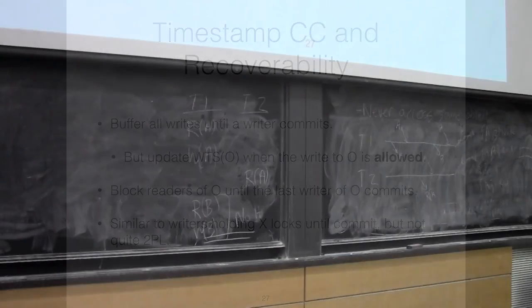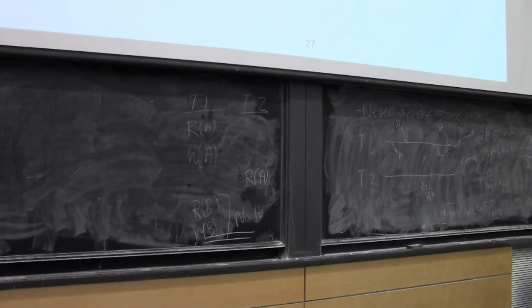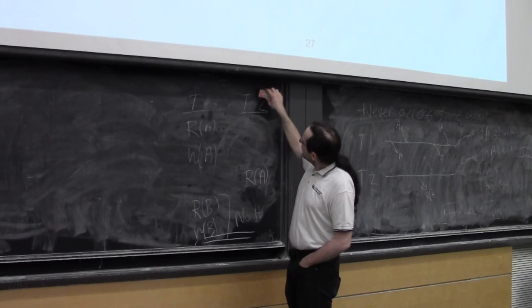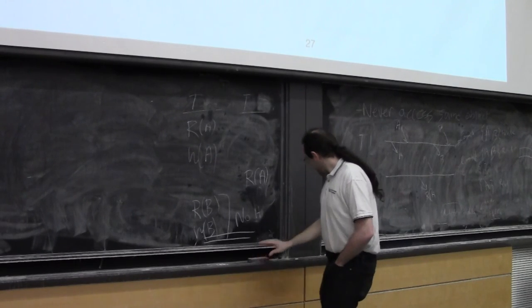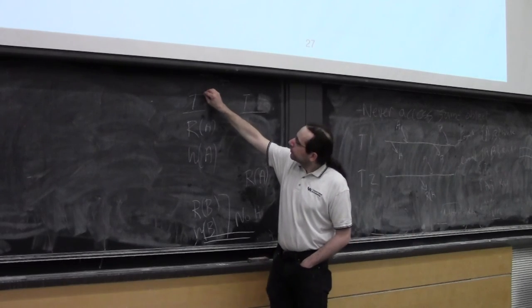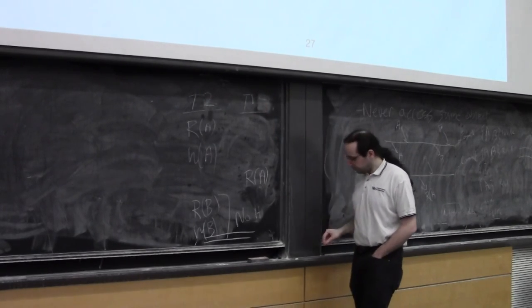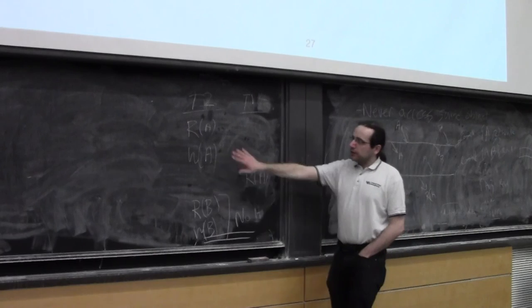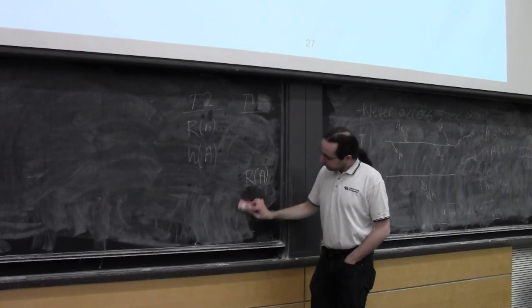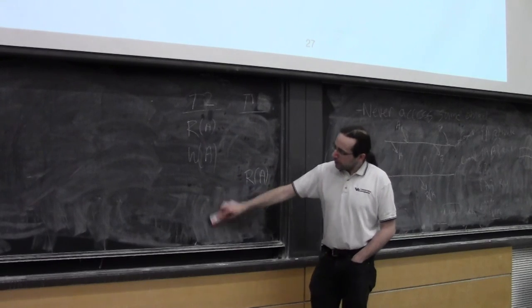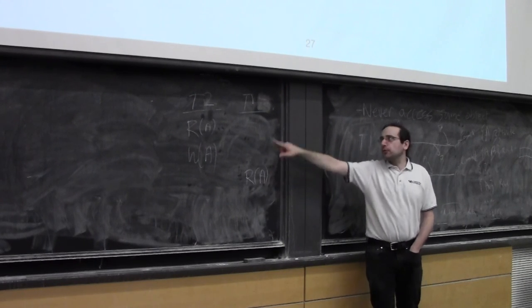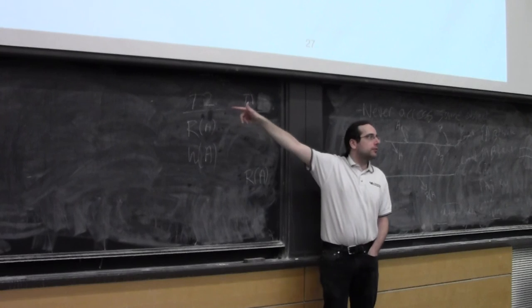One last point I want to make here. What happens if we reverse these two? So transaction 2 does its read and its write. Transaction 1 comes along and performs this read. So first off, would this be allowed if this was timestamp 1, timestamp 2? No? Why not?